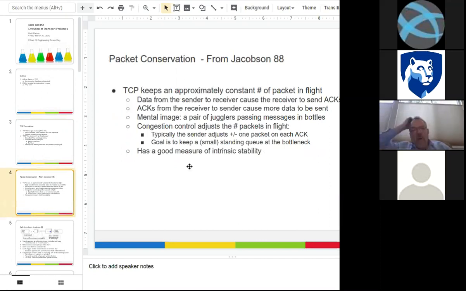Packet conservation, one of the very fundamental ideas from that paper, is the idea that you keep at most a constant amount of data in the network. And the ACKs and the data clock each other. The mental image that I often use is a pair of jugglers passing bottles back and forth, putting messages in the bottles. There's a constant window size, which is the number of bottles circulating. It controls and clocks the whole system. In fact, congestion control.